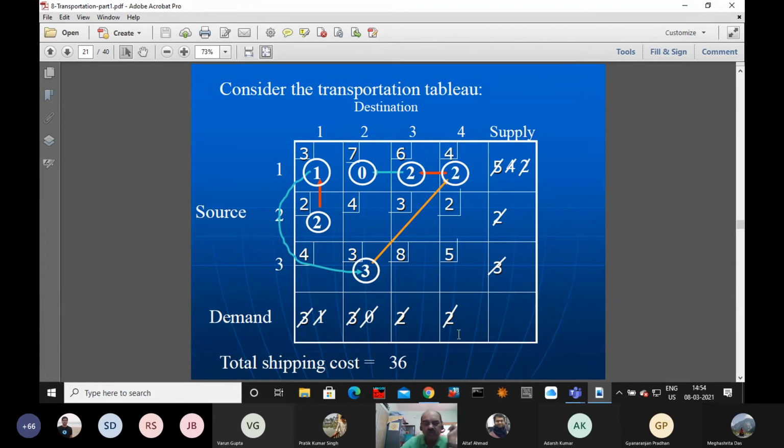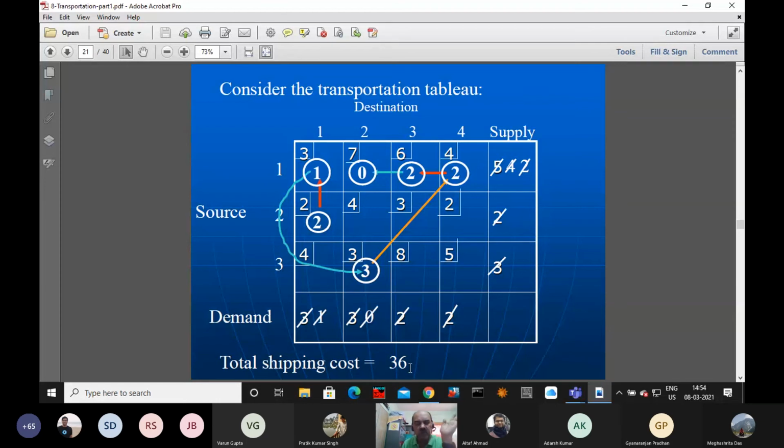Now, if you are calculating the total shipping cost, 3 into 1, 3. So we have 7 into 0 gone, nothing is there. 3, 6 into 2. So 3 plus 12, 15 plus 8, 23 plus 4, 27 plus 9, equal to 36. So we have got 36.